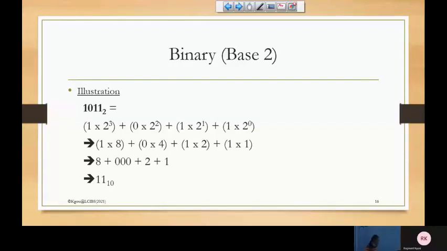When you add those up, we get 1 times 2 to the power 3, which is 8, plus 0 times 2 to the power 2, which is 4, plus 1 times 2 to the power 1, anything to the power of 1 is that thing itself, which means 2, and then plus 1 times 2 to the power 0, anything to the power 0 is 1, that means 1 times 1. We add those together, and we have our answer there as 11. So 1011 in base 2 basically represents 11.